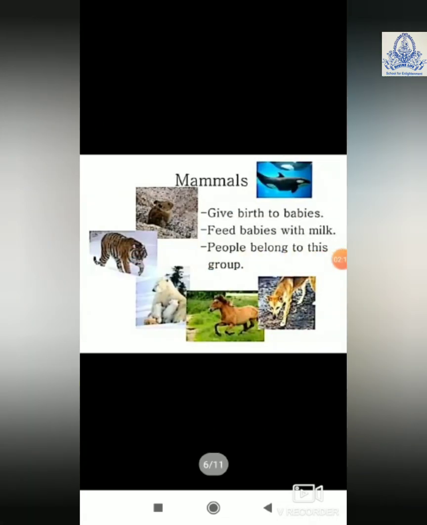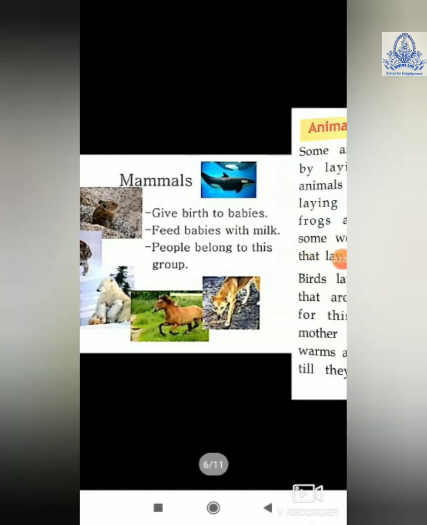Now let us discuss the properties of mammals. What we have discussed about mammals: first, they give birth to their babies. Secondly, they feed babies with their milk. And third, people belong to this group, since man is also termed a social animal and men belong to the group of mammals.